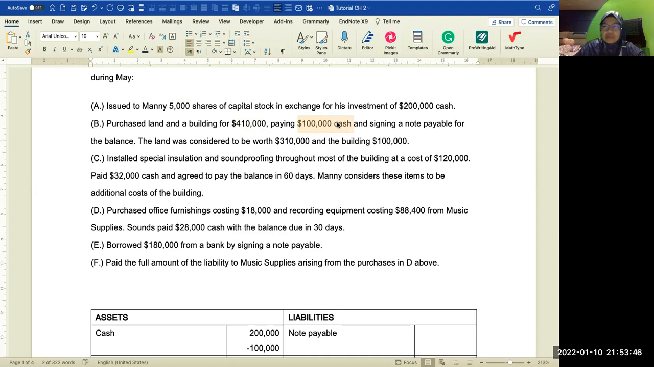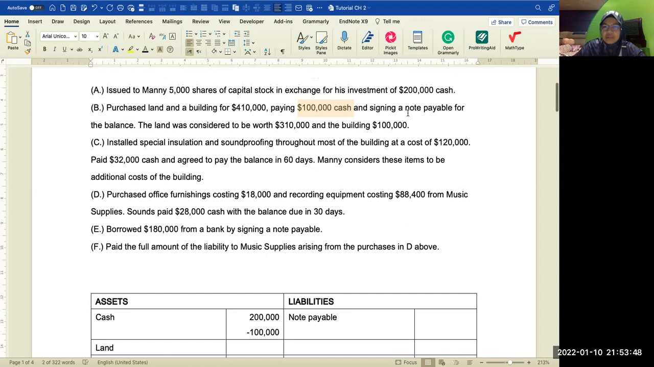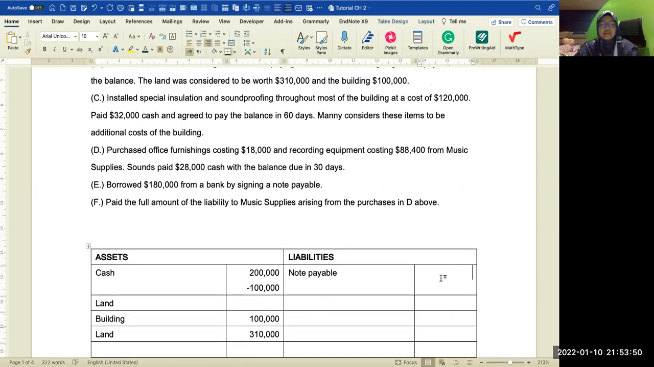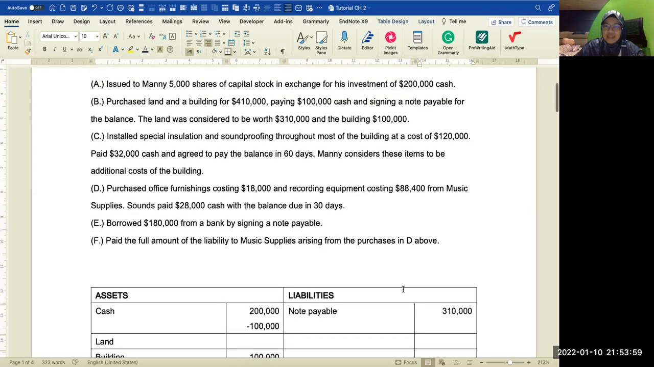In the form of note payable. Yes. 310 in the form of note payable. You get? Understand? Yes, now I got it. It's a bit confusing.